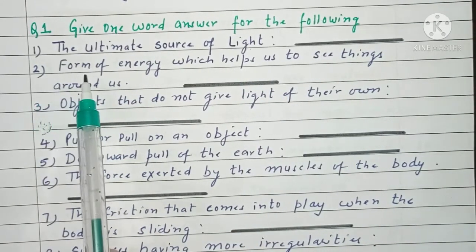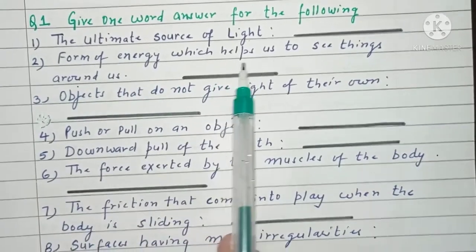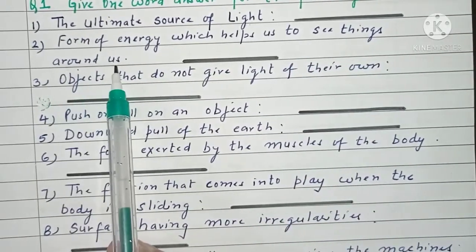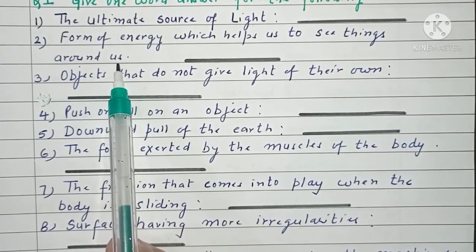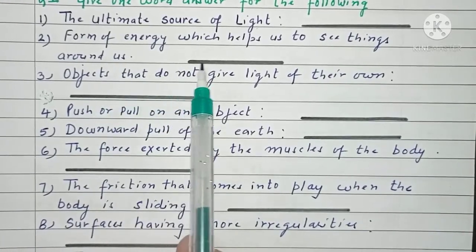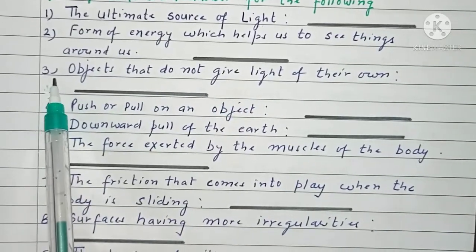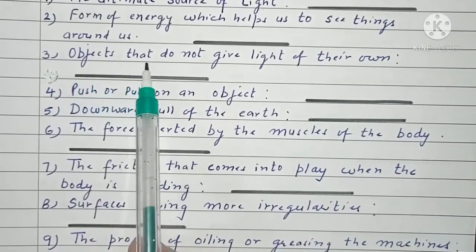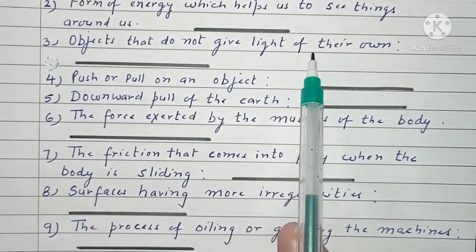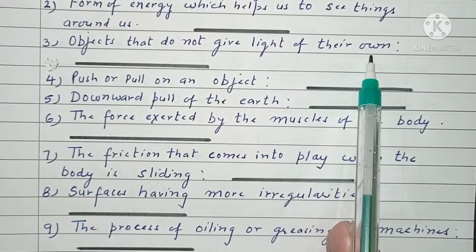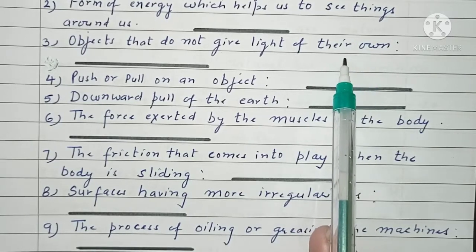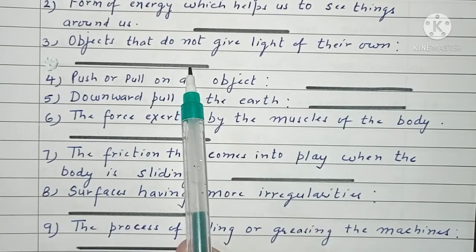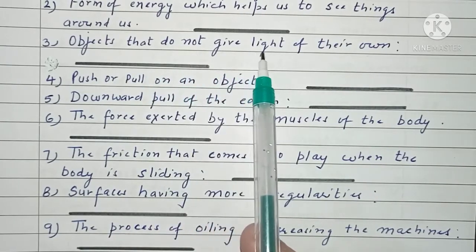Number 2, the form of energy which helps us to see things around us. We are able to see the things around us because of this form of energy, which is light. Number 3, the objects that do not give light of their own. Students, we have two types of objects. One are luminous that have light of their own, and another are non-luminous that do not give light of their own.